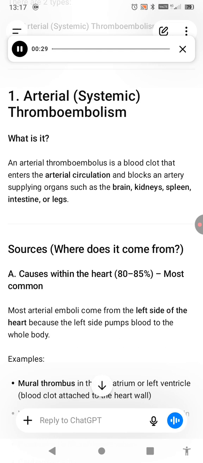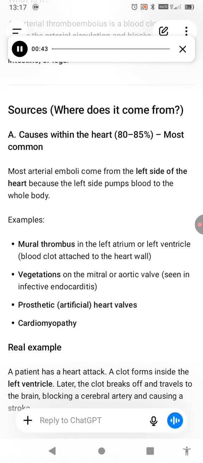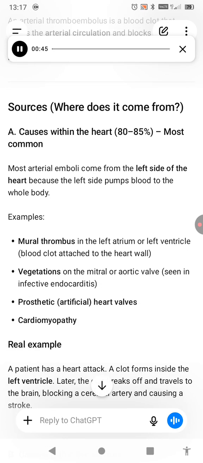Number 1. Arterial, systemic thromboembolism. What is it? An arterial thromboembolus is a blood clot that enters the arterial circulation and blocks an artery supplying organs such as the brain, kidneys, spleen, intestine, or legs. Where does it come from? A. Causes within the heart, 80 to 85%.